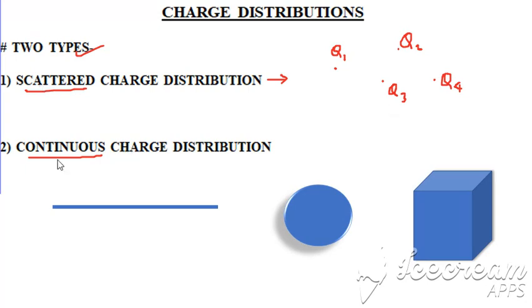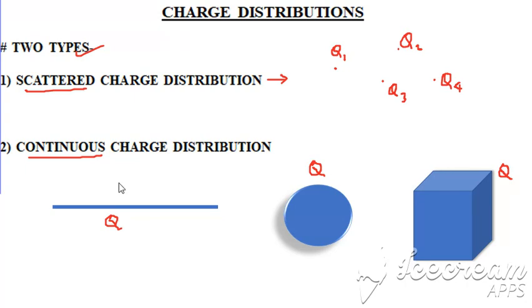And another type is called continuous charge distribution, in which the charges will be distributed continuously. For instance, if the charge is distributed along a line, we will say this is continuous charge distribution, and we can also call it a one-dimensional charge distribution. Similarly, the charge can also be distributed on a plate or a disk, so we will say this is a continuous charge distribution on a two-dimensional body. Similarly, charge can also be distributed on a three-dimensional body, and this will be known as a continuous charge distribution.